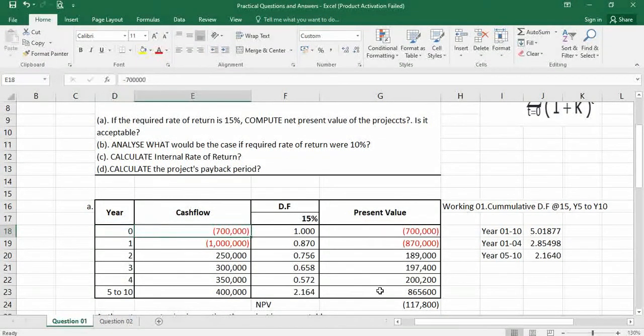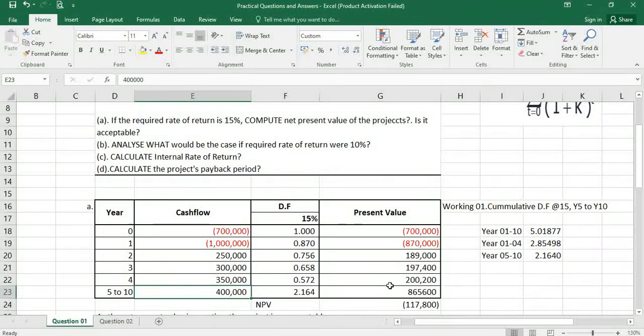At year 0, 700,000 is a cash outflow. At year 1 also, we have a cash outflow of 1 million. Year 2, 250,000. Year 3, 300,000. Year 4, 350,000. Year 5 to 10, 400,000. Since it's an equal amount of cash inflow, rather than taking this 400,000 every year from year 5 onwards, in a single line I have shown it: year 5 to 10, 400,000.